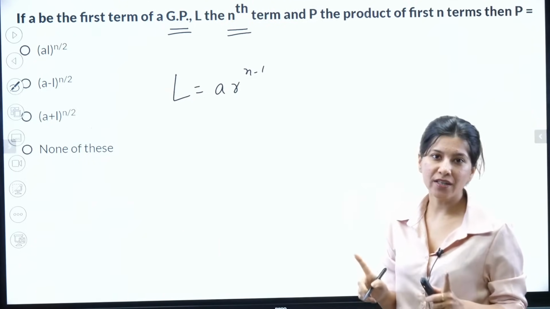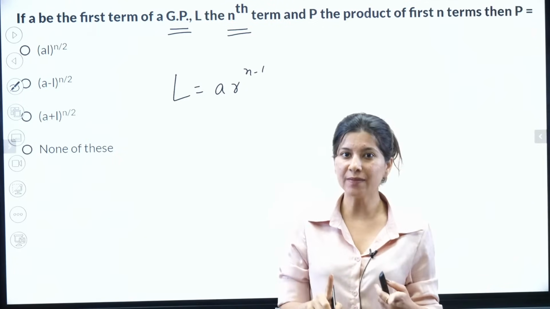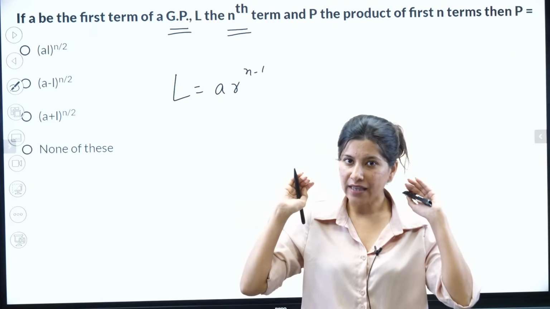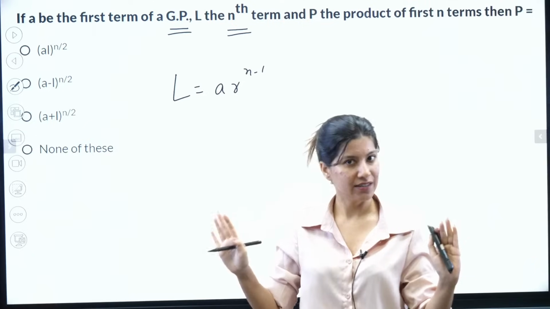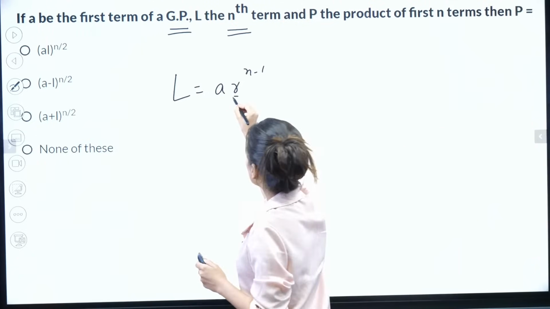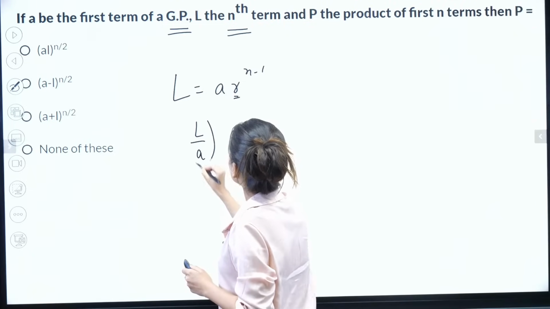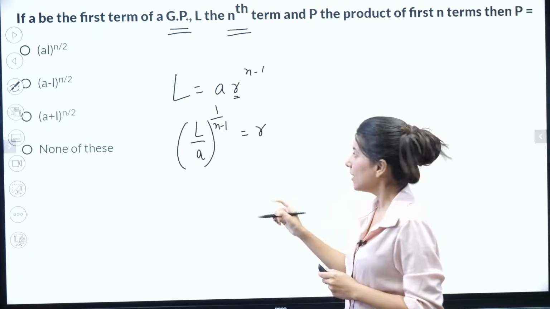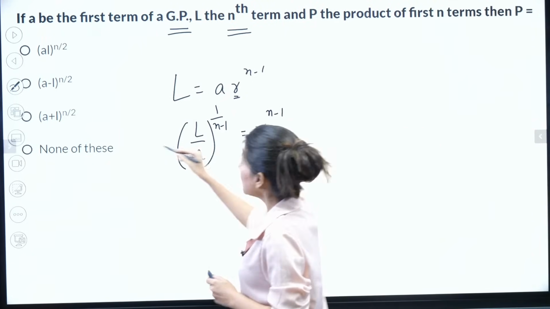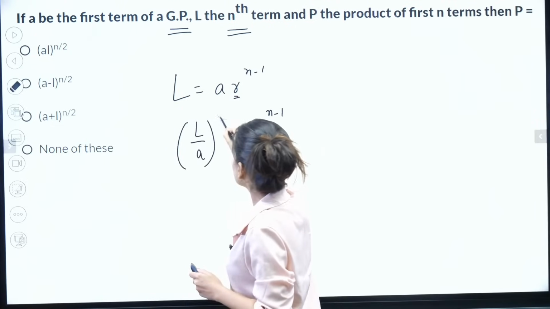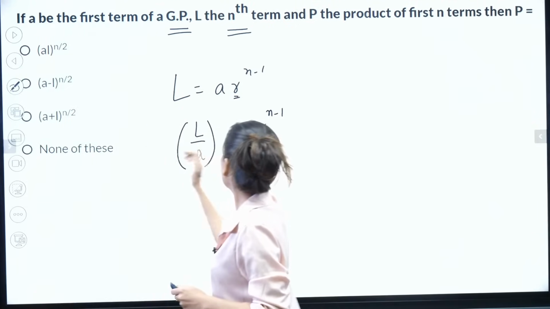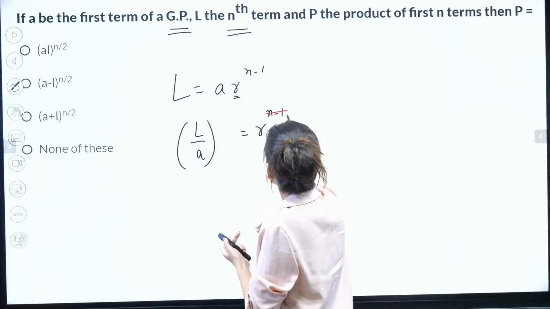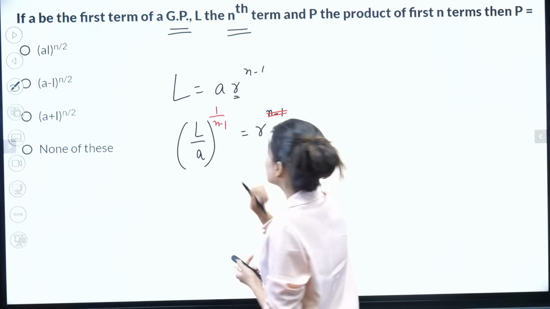What we need is the common ratio. If I have the first term and if I have the common ratio, then I can right away calculate anything and everything. So let us calculate r. L upon A raised to power 1 upon n minus 1 will give me r, right? Because L upon A is equal to r raised to power n minus 1. Can you see this? Till now it is clear? Now this n minus 1 power will go towards the left, but it will actually become 1 upon n minus 1. So this is your r.